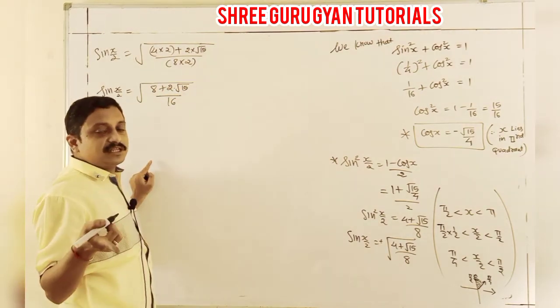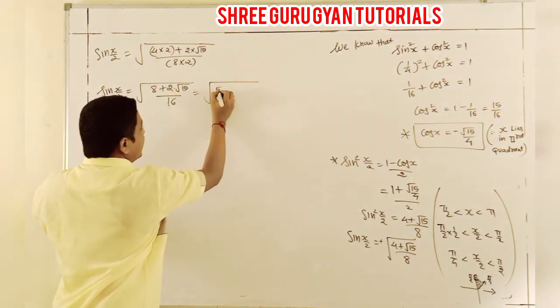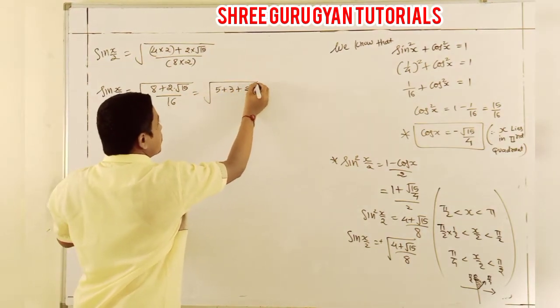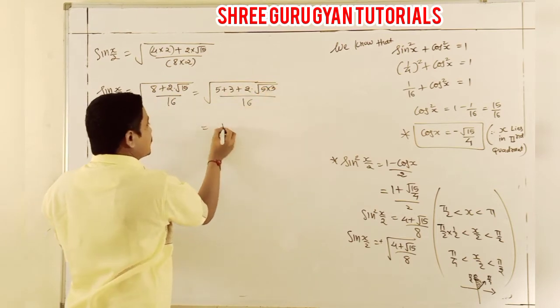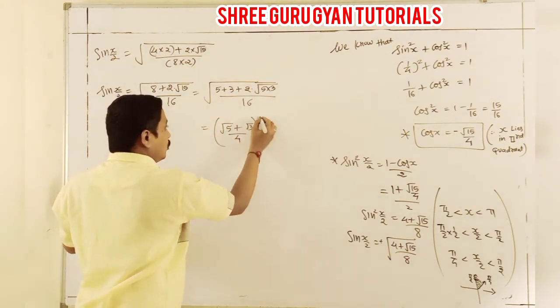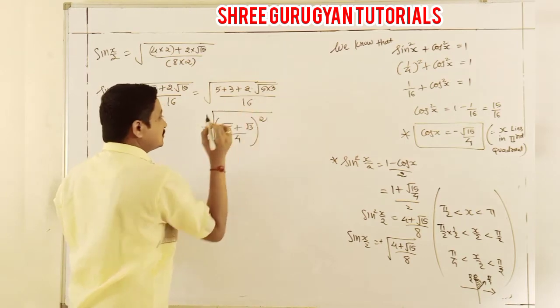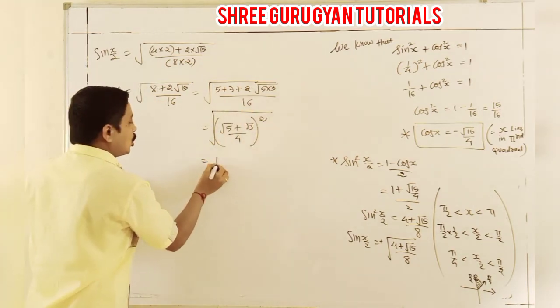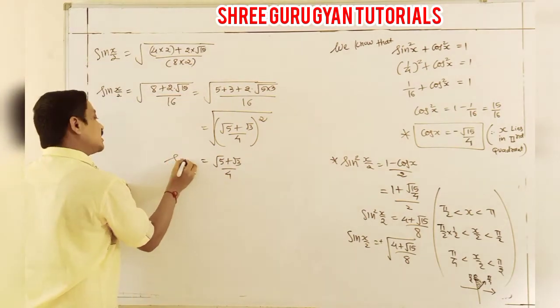Now 15 multiple, I want the 8. Possible? Yes, 5 and 3 are there. Here also 5 and 3 are there. It becomes a perfect square: (root 5 plus root 3) by 4, the whole square. And the root remains as it is. So the square root is gone, and we get (root 5 plus root 3) by 4. That is my sin x by 2.